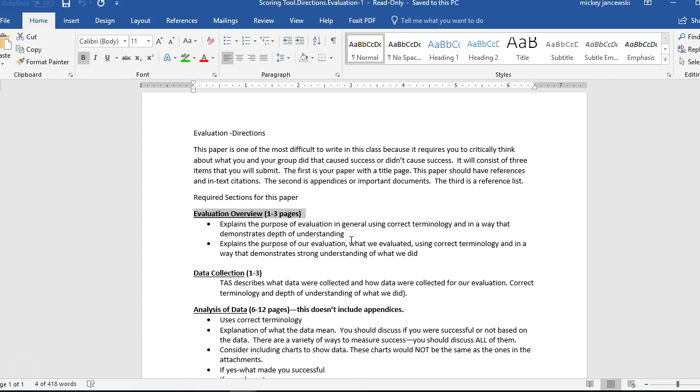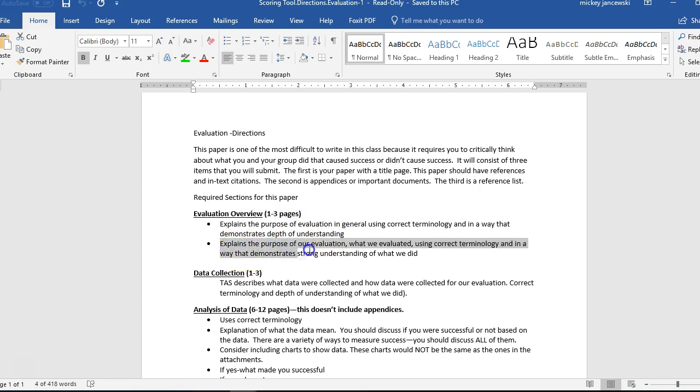If you think about some prior papers, when you did the needs assessment, you talked about the correct way to do a needs assessment. When you did your planning paper, you talked about the correct way to do the planning. In this paper, you're not talking about the correct way to do it, but you're actually going to explain the purpose of evaluation and why it is conducted in program planning.